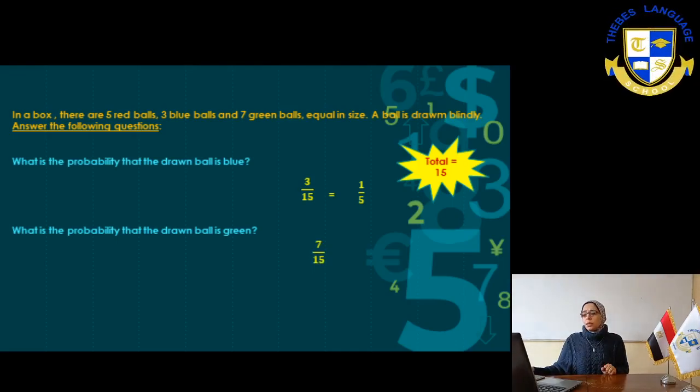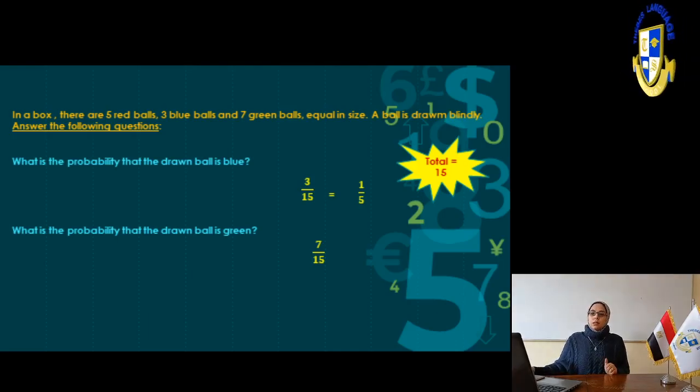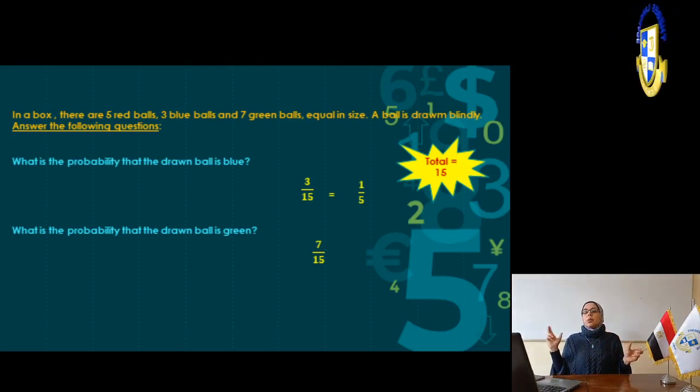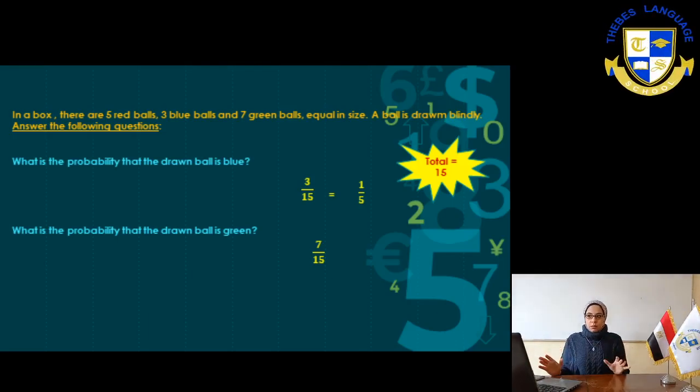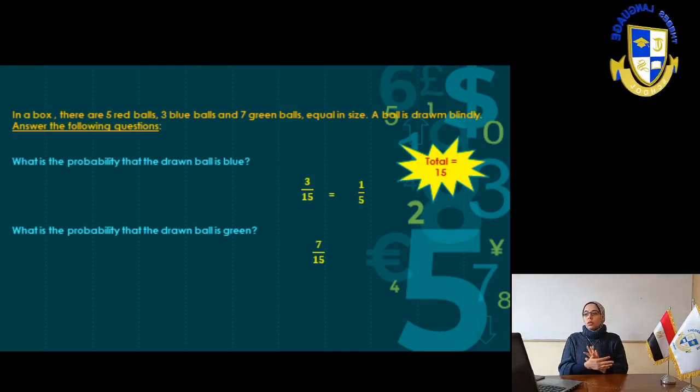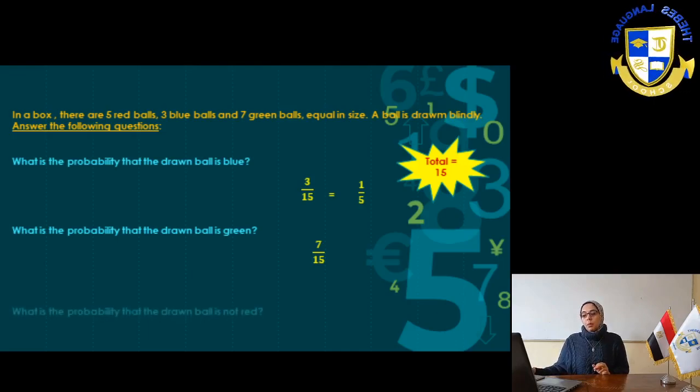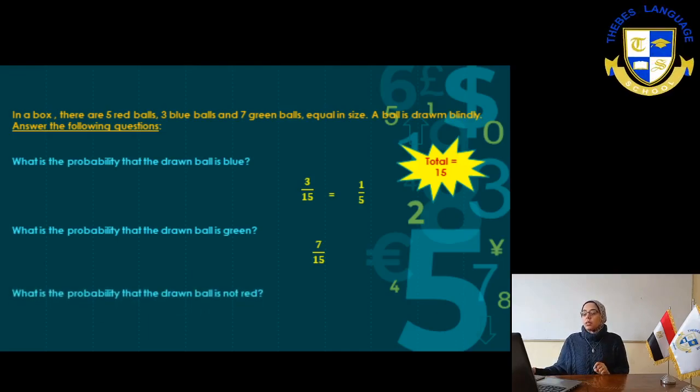What is the probability that the drawn ball is not red? Not red means we will leave the red and add the blue and the green, the other colors. We just add the other colors except the red. 3 plus 7 will be 10. 10 over 15. Simplified, divided by 5, it will be 2 over 3.